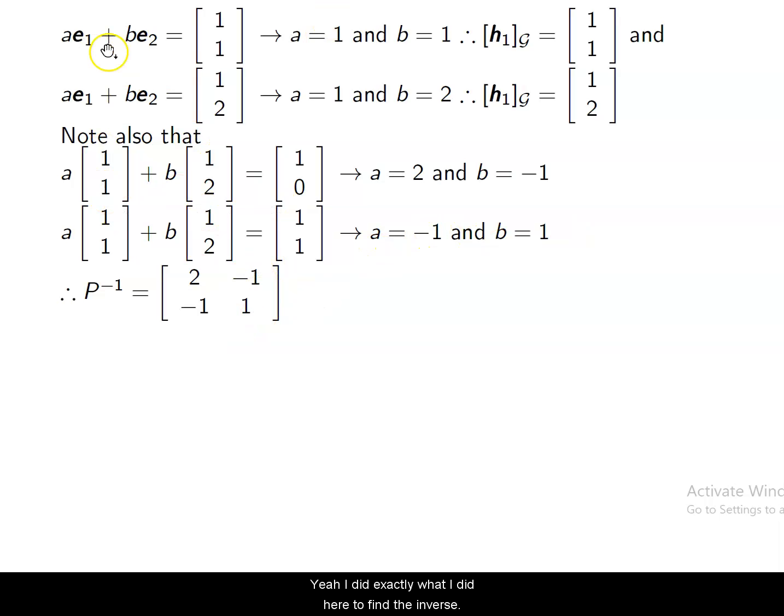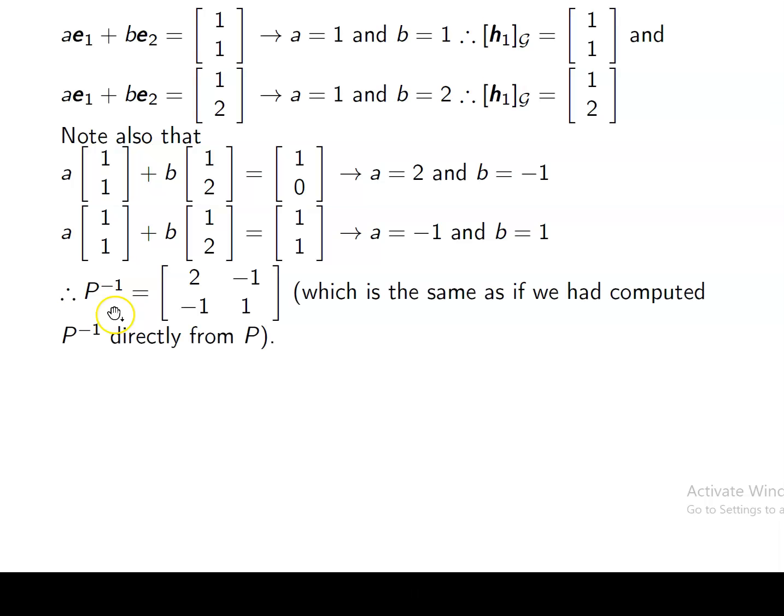So here I did exactly what I did here to find P inverse. If I were to have computed P inverse directly from P, I would have got the same thing, right? Because what do you get here? You swap this, so this is 1 and 2. This becomes positive. The determinant is 2 minus 1, which is just 1. So if you swap this around, this is 1, 2, and negative 1, and this changes signs.